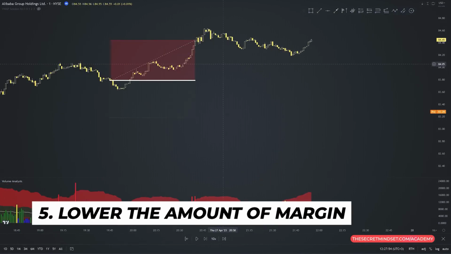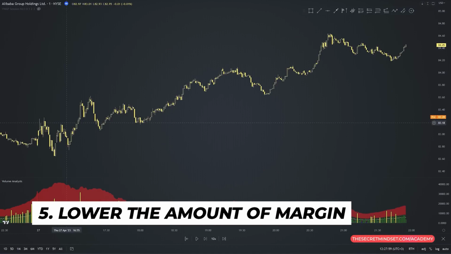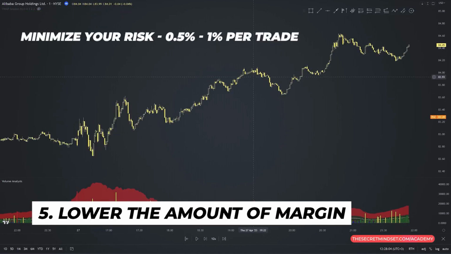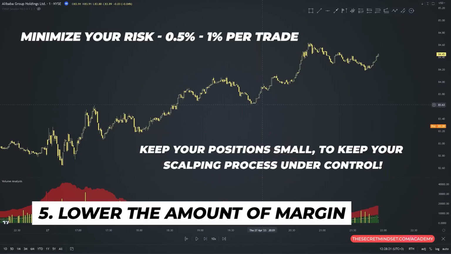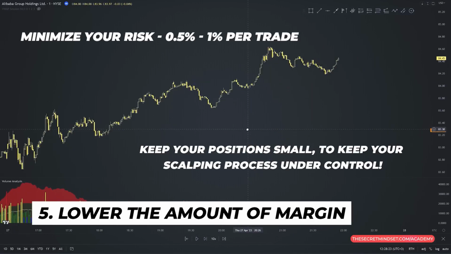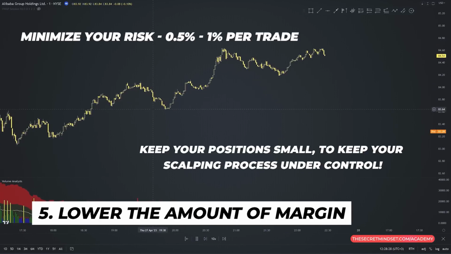Also, given the number of trades a scalper makes in a single day, please lower the amount of margin dedicated to any single trade, and always try to minimize your risk. I personally never risk more than 1% of my capital when I'm scalping. This will allow you to place multiple trades at a time without affecting your margin, even if you have a small trading account. By keeping your position small, you keep your scalping process under control, even if you record a few losses along the way.